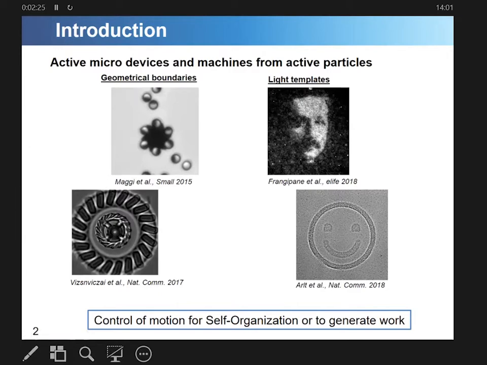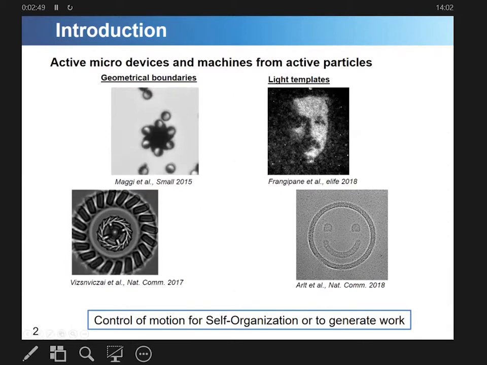And actually, different ways have been used to control their motion. The first one is using, for instance, geometrical boundaries, which is what you can see here, and you're probably aware of this work already, where you have active particles that get cornered into a gear and make it rotate, which is their persistent motion.